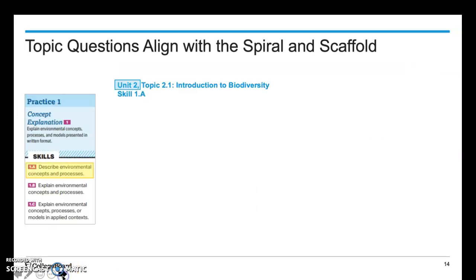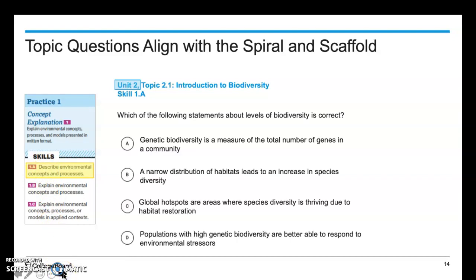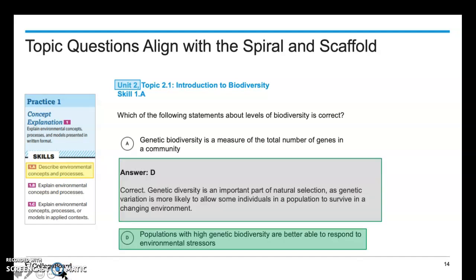Just quickly kind of go through and point out to you that these topic questions are aligned with this idea of spiraling and scaffolding. So if I'm looking at concept explanation, and I'm going to do this first letter A of that skill, simply describing a concept or a process, I can pick out a question that matches that level of skill. I can then work, and they give you the correct response and the explanation for it.